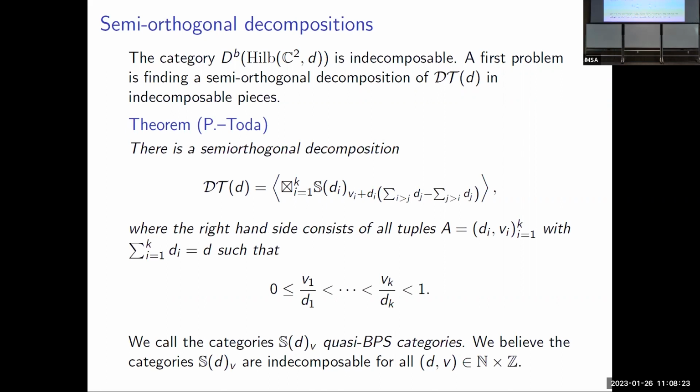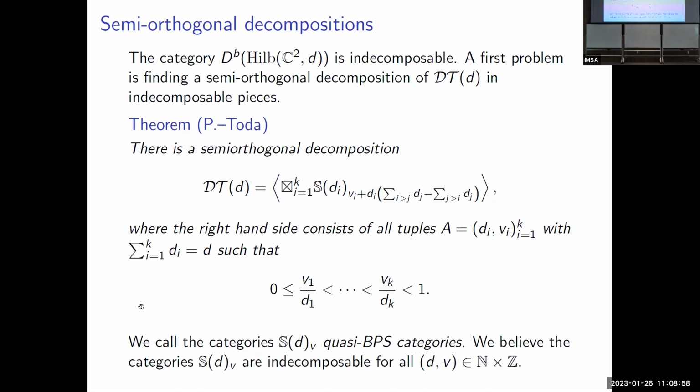So this is our first result. So we construct a semi-orthogonal decomposition. So there is a certain data here, but in pieces that we believe to be indecomposable. Okay, so what happens here? So the relevant pieces are these categories S(d)_v that we call quasi-BPS categories. So they depend on d, the number of points, and there is some extra weight that did not appear in the homological picture. There is this integer weight v.